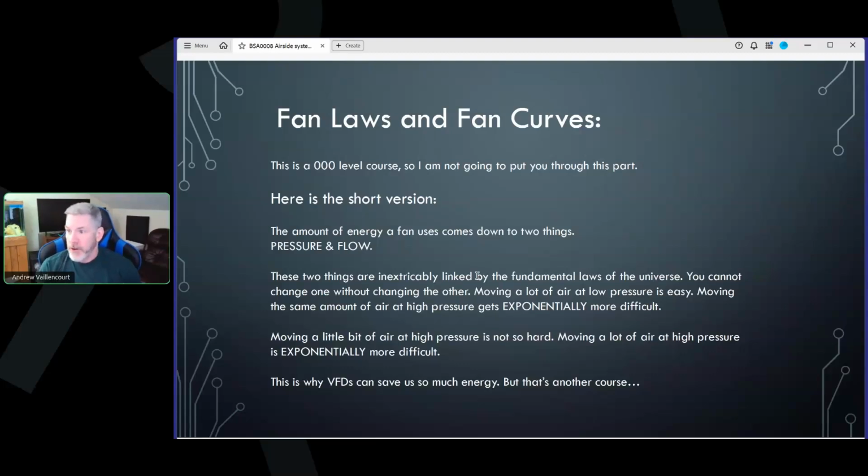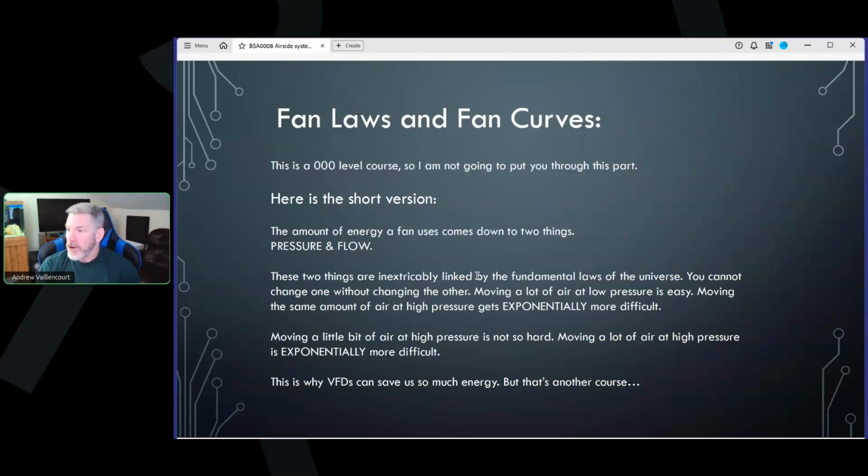Here's the short version. The amount of energy a fan uses comes down to 2 things, pressure and flow. How much air do I need at the other end of my duct? Period. They're inextricably linked to each other by the fundamental laws of the universe. And in a centrifugal system, those are the affinity laws. You cannot change the pressure without changing the flow.